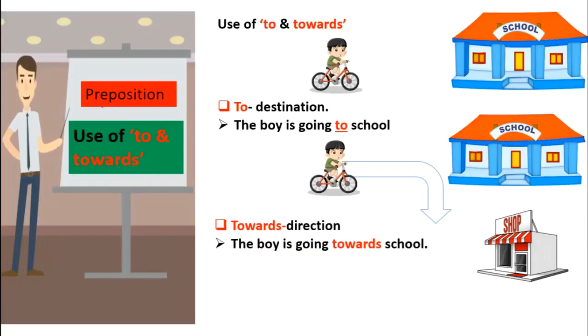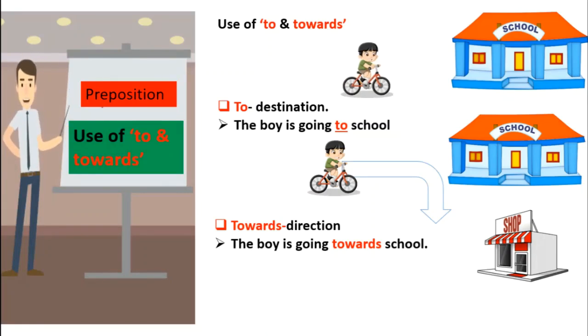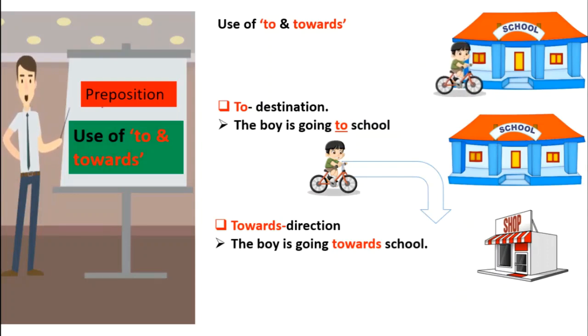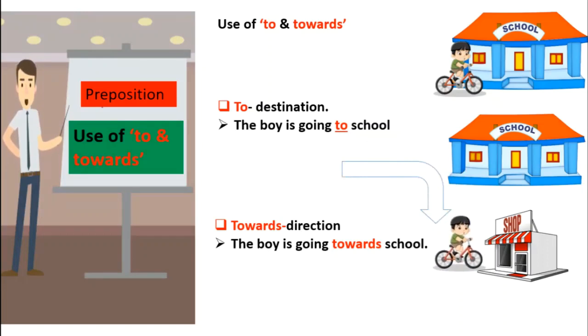Now the use of to and towards. To is used to mean the destination of someone, like the boy is going to school. The destination of this boy is the school. Next, the use of towards. Towards is used to mean direction, like the boy is going towards the school. Here, the direction of the boy was the school, but his destination was the shop.